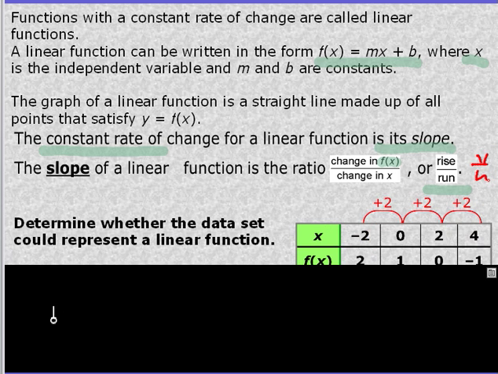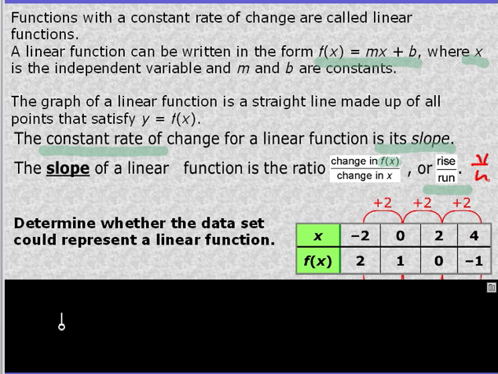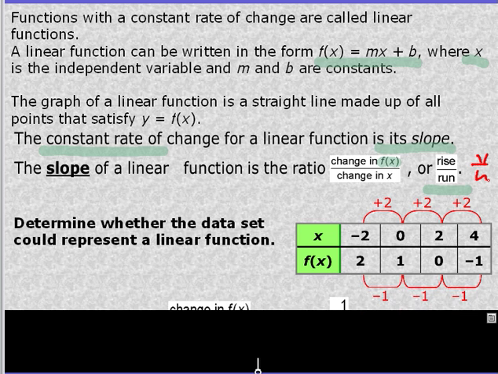So determine whether the data set could represent a linear function. Remember, if it's linear, we have a constant rate of change. That means that our change in f of x or y has to be constant, and our change in x has to be constant. So let's look. Here's our table. Here's our x values. Here's our f of x. Between these two values, we added 2. Between these two, we added 2. Again, we added 2. So we have a constant change in x.